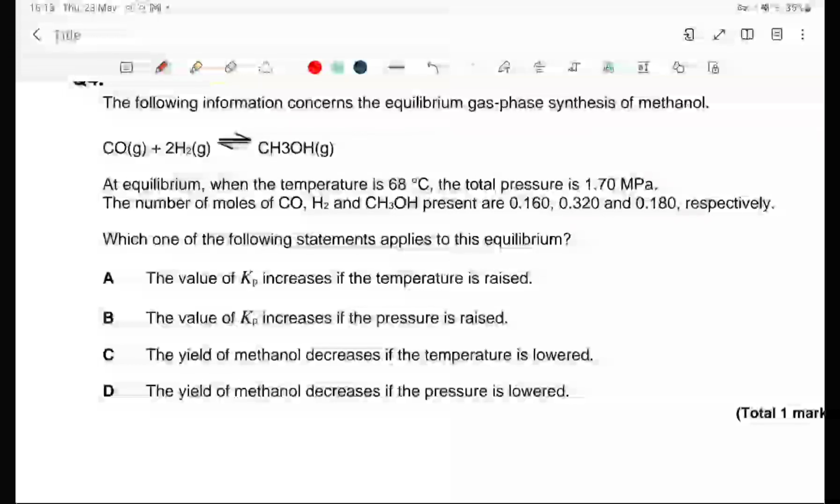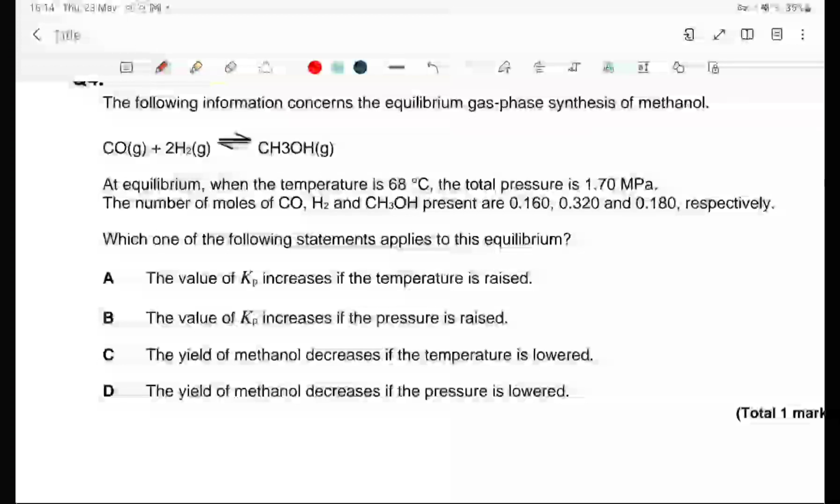So, looking at the value of Kp increase when the temperature is raised, well, we need to know whether the reaction is exothermic or endothermic. We don't, so we'll just ignore it for now. We'll come back to it if we need to consider it. Statement B, the value of Kp increases if the pressure is raised. Well, if we increase the pressure, what we're going to do is move the direction of the equilibrium towards the side of fewer gas moles. It does this in order to keep Kp the same. So the statement about Kp increasing is wrong. So B is definitely not right.